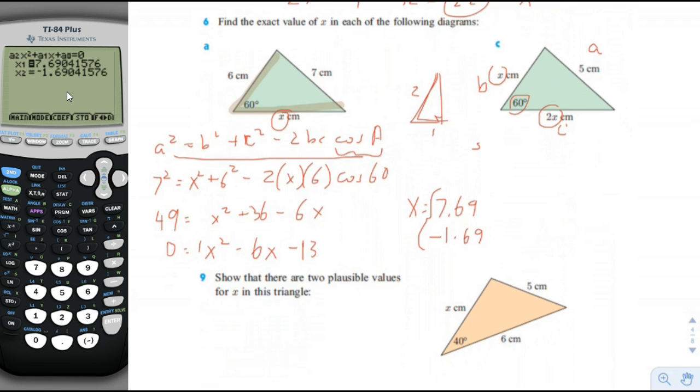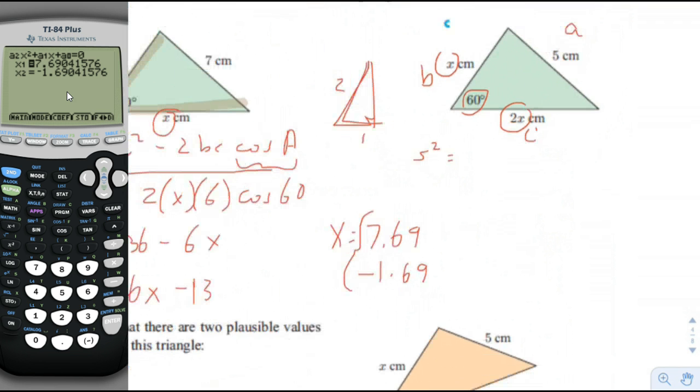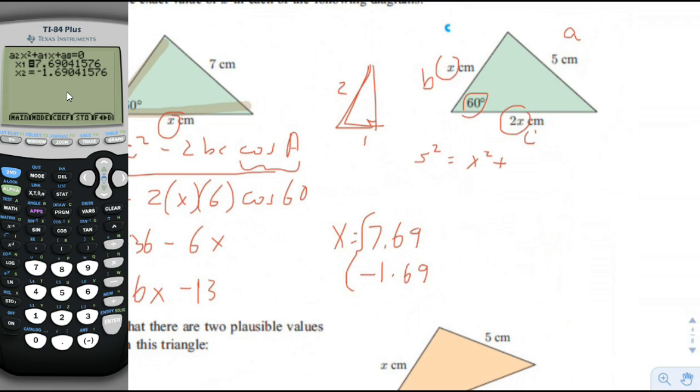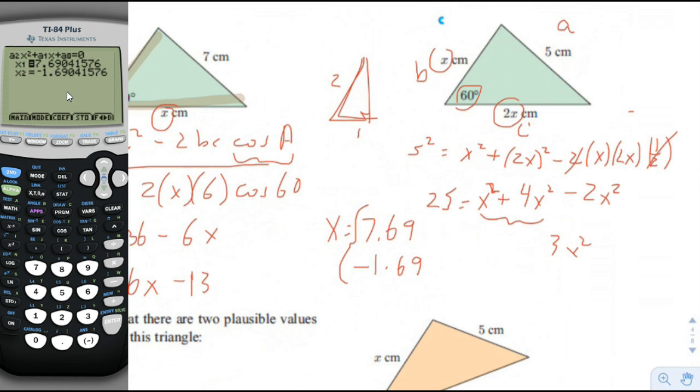So let's see, A squared, 5 squared is equal to B squared, which is x squared, plus C squared, which is 2x squared, minus 2 times B times C times the cosine of A, which is 1/2 because it's cosine of 60 degrees. So these cancel, and then we have minus 2x squared here, and then we have 4x squared here, and then we have x squared here, and that is all equal to 25. So 25 equals 5x squared minus 2x squared, which is 3x squared. And so basically this is x squared equals 25 divided by 3. So x is equal to 5 over the square root of 3.